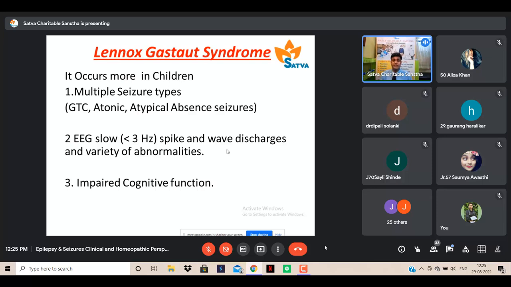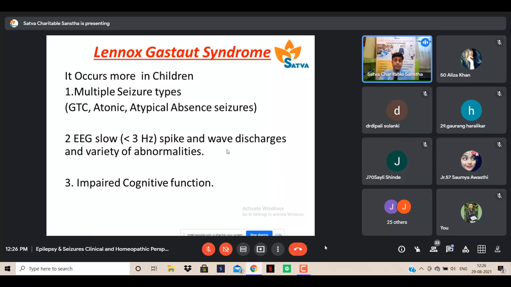There is another syndrome which is known as Lennox-Gastaut syndrome. It is again in children. Here you get everything. You may get GTC also, atonic jerks also, atypical seizure also. Impaired cognitive function. What do you mean by cognition? Cognition is nothing but thought, you know. So cognition is lost, thought is lost.